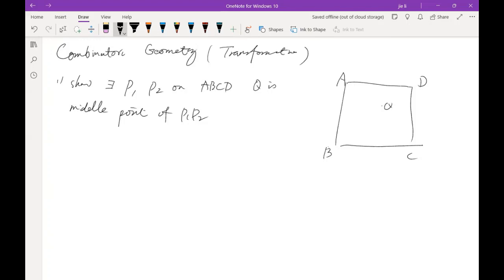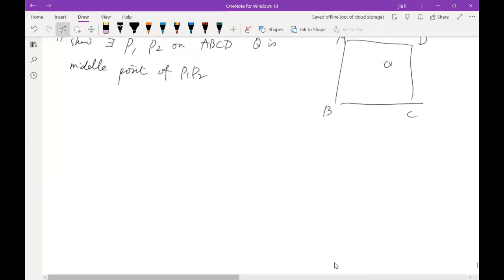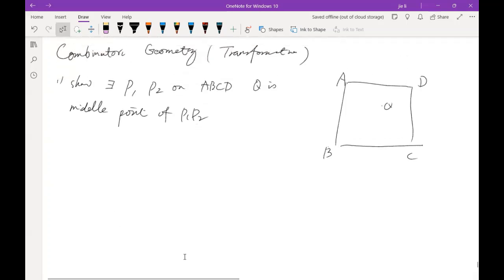Right, this type of thing. This is a pretty simple one. I think it's probably a little simpler than even number one of YEAMO. But how do we prove this?